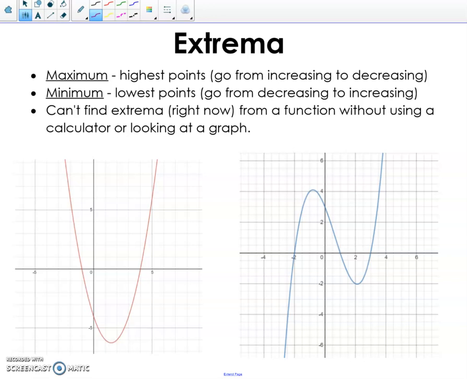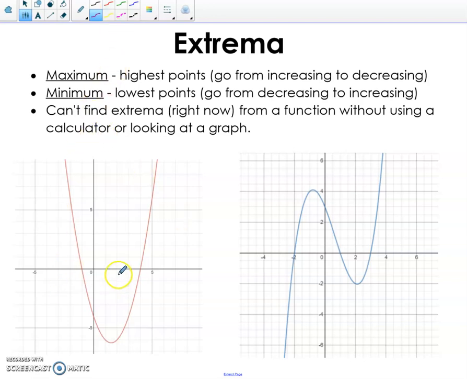Right now, in this class of Algebra 2, we can only find the maxes and mins by looking at a graph or by typing the function into a calculator and using the calculator to analyze the graph. When you go up to calculus, you'll be able to look at the function of the polynomial and do some math in order to figure out the max and min. But for right now, all we're going to do is look at the graphs.